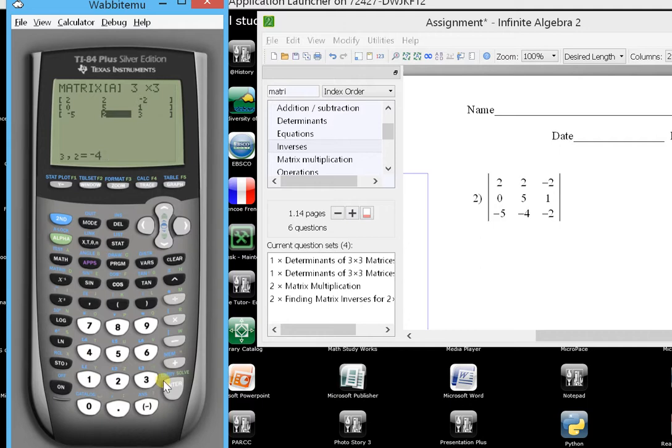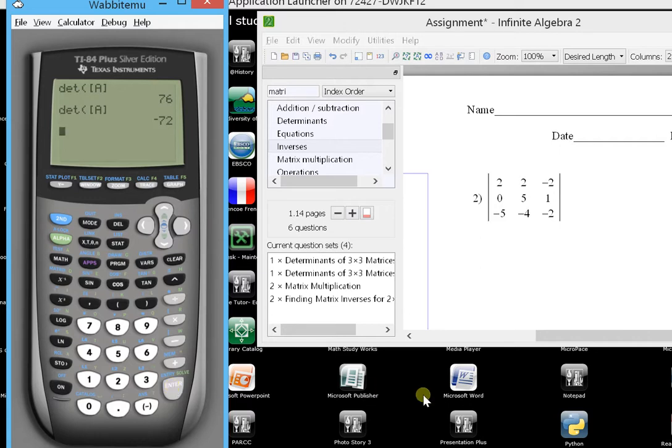So, okay, -2, bam, double check, make sure everything's good. Okay, second quit. Determinant. Matrix A. If I could click right, boom, -72.